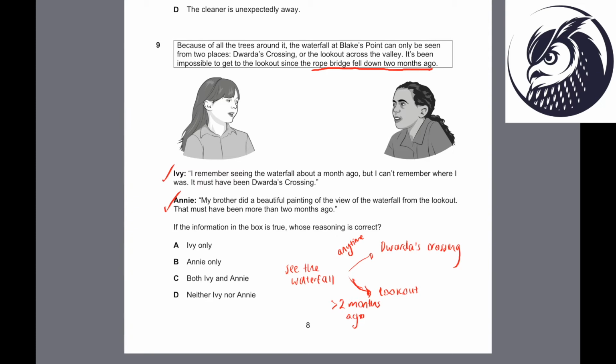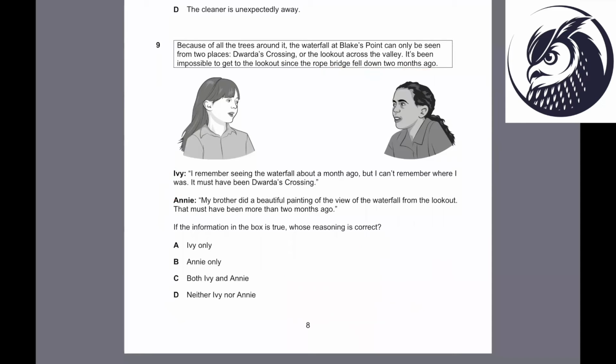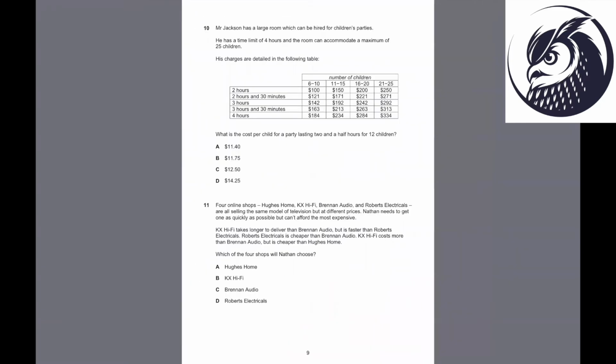So as you can see, both Ivy and Annie were true. So therefore, the best answer here in this case is C. All right, let's keep going. So now we have question 10.